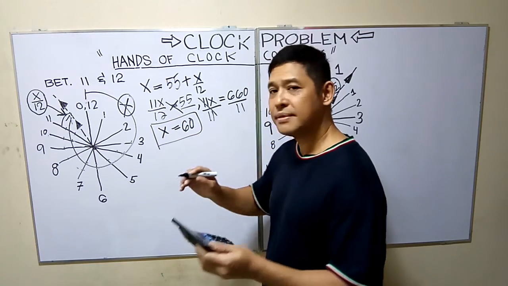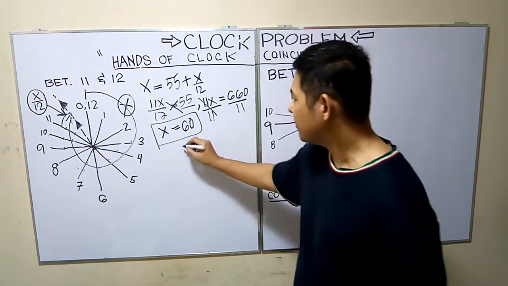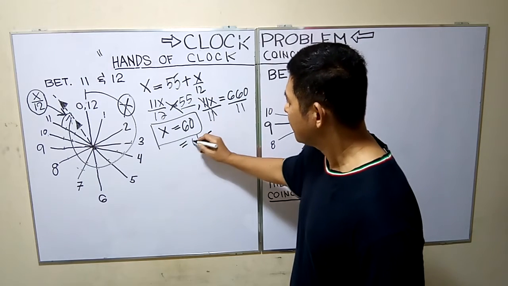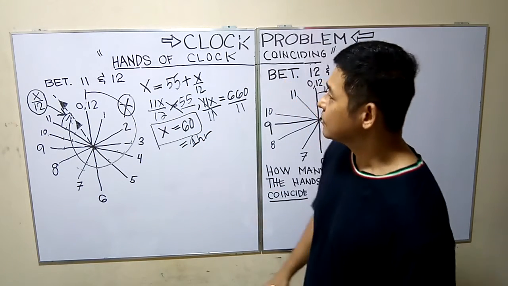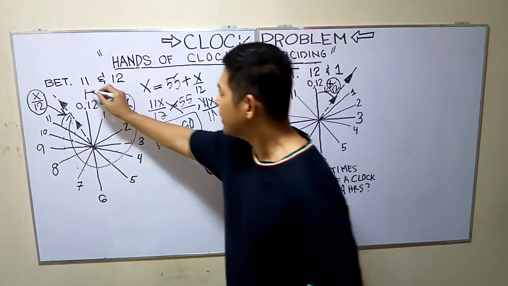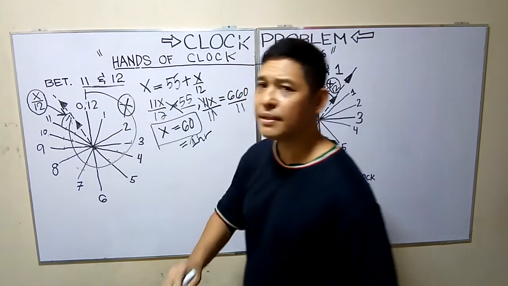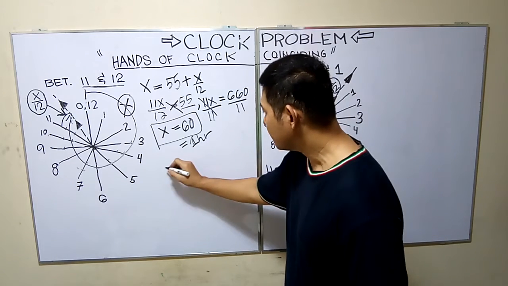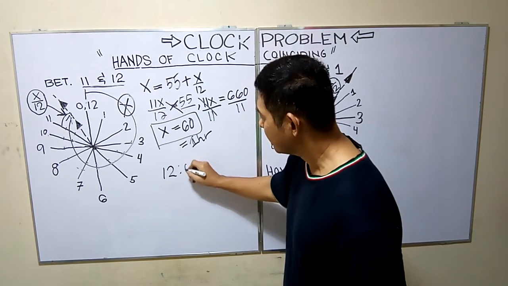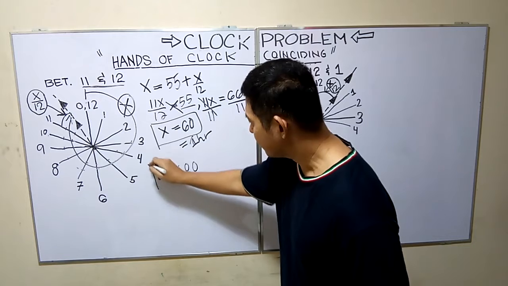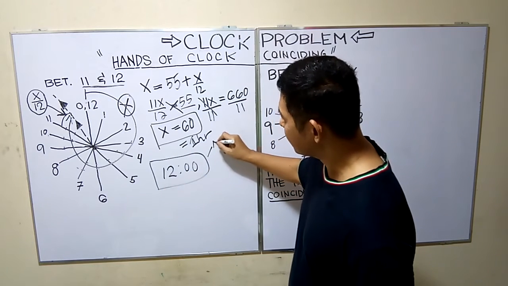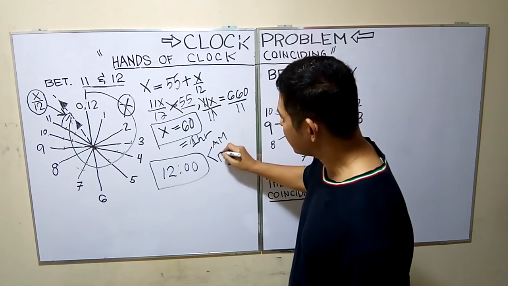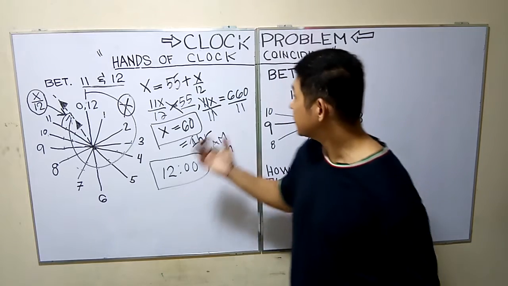So, ibig po sabihin yung 60 minutes is equivalent to 1 hour. So, kung ang tinatanong between 11 and 12, ibig sabihin 11, magdadagdag tayo ng 1 hour. That means magiging 12 o'clock yung final answer natin. This is AM and this is PM. Punta tayo sa next question.